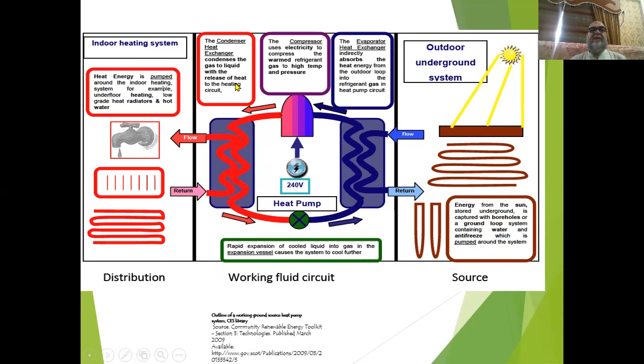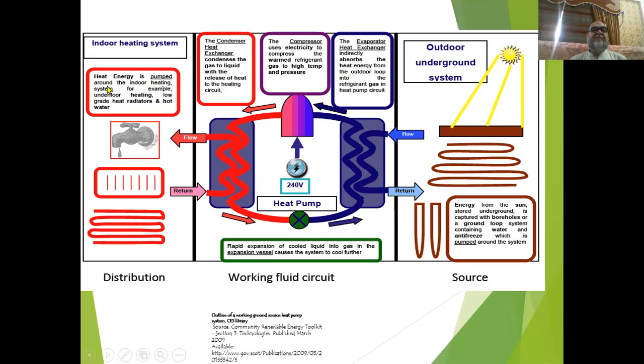It has three components. The condenser condenses the gas to liquid with the release of heat to the heating circuit. The compressor uses electricity to compress the warm refrigerant gas to high temperature. And the evaporator, that's a heat exchanger, indirectly absorbs the heat energy from the outdoor into the refrigerant gas in the heat pump circuit. And then there is an indoor heating system.